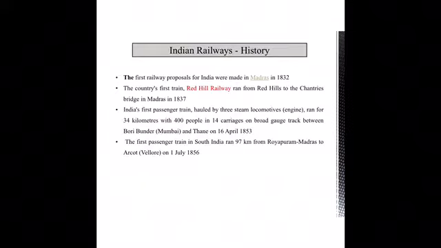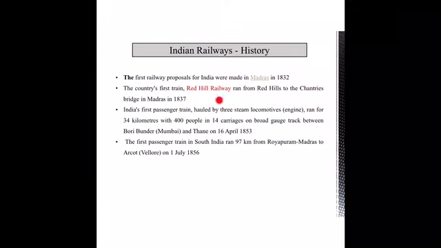Before moving to how the planning will be done, let us talk about why railways, and how the Indian railways evolved. The first railway proposal for India was made in the year 1832 in Madras. We all know that the British are the ones who started the railways in India. Our first train ran between Red Hills and Chintadripet Bridge in Madras itself, in the year 1837, and we call that the Red Hill Railway.